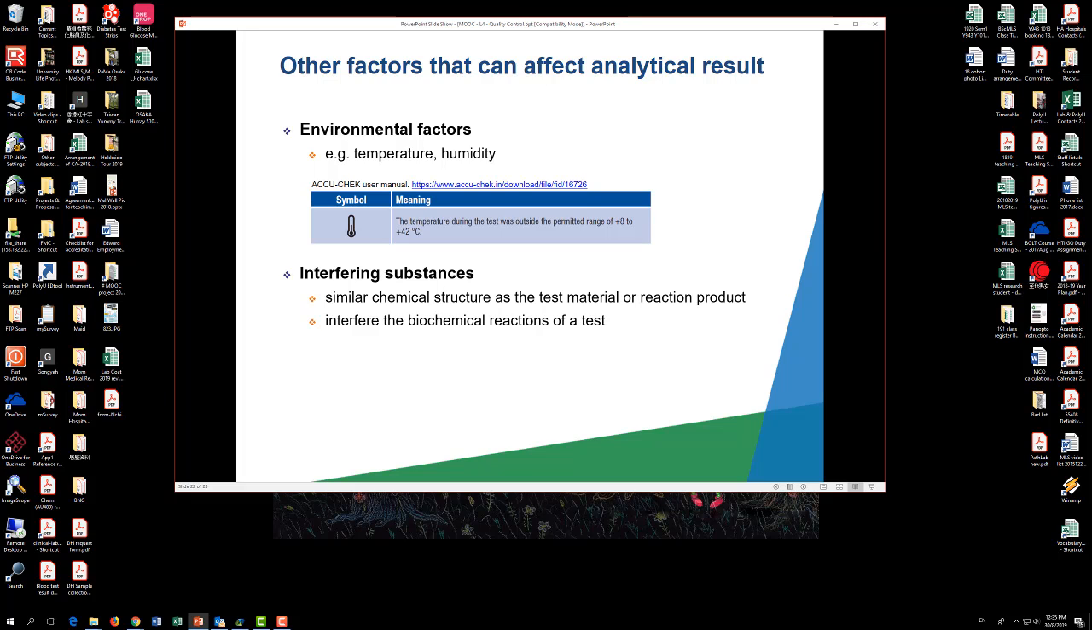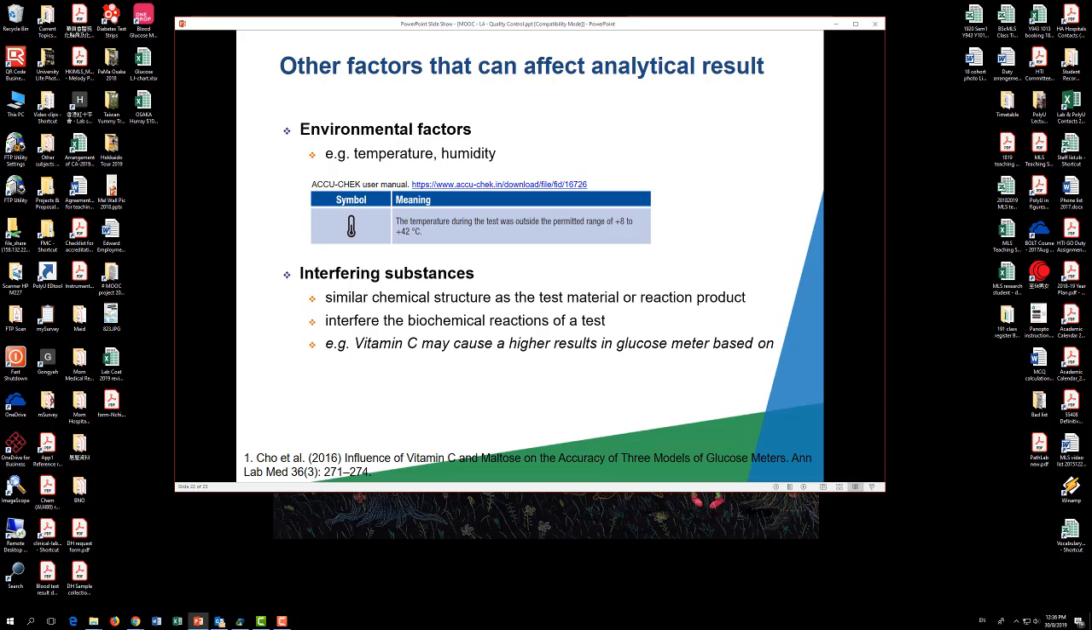It also depends on the principle of the test. Some substances have a similar chemical structure to the test material or reagent product, and may interfere with the biochemical reactions of a test. For example, blood glucose meters in the market may use different methods to detect blood glucose. If the blood glucose meter is using this method to measure blood glucose, vitamin C can be one of the interfering substances, leading to a falsely higher result.